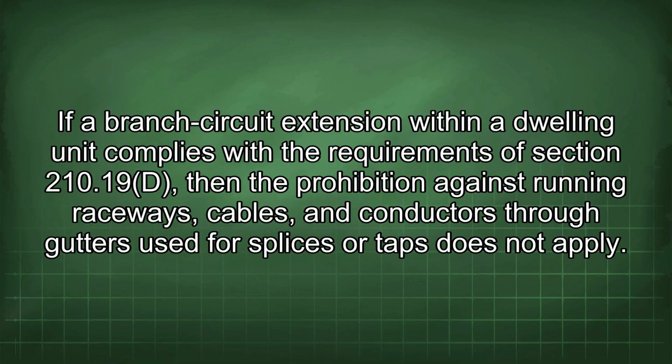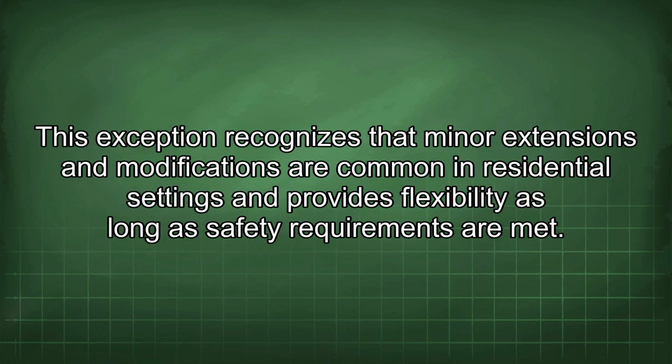If a branch circuit extension within a dwelling unit complies with the requirements of Section 210.19(d), then the prohibition against running raceways, cables, and conductors through gutters used for splices or taps does not apply. This exception recognizes that minor extensions and modifications are common in residential settings and provides flexibility as long as safety requirements are met.